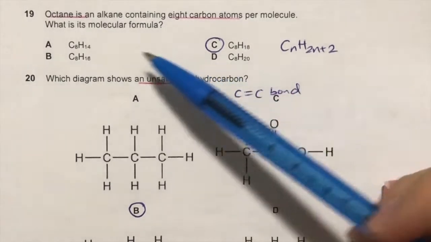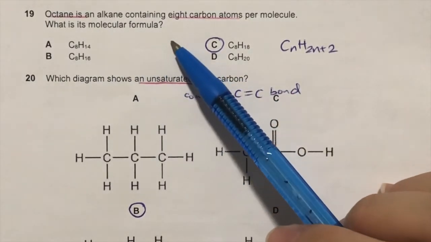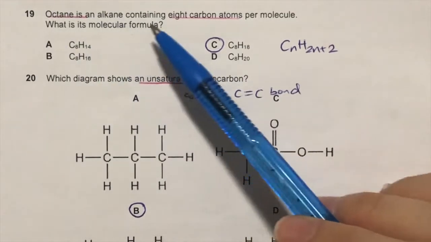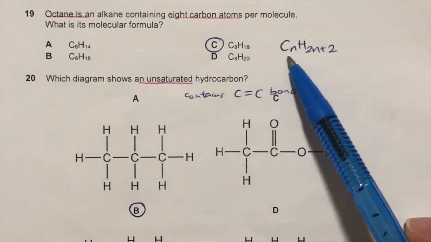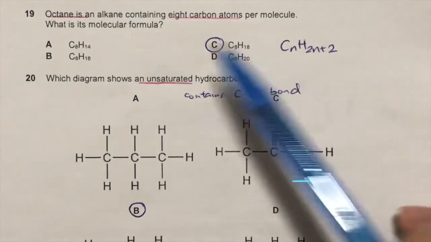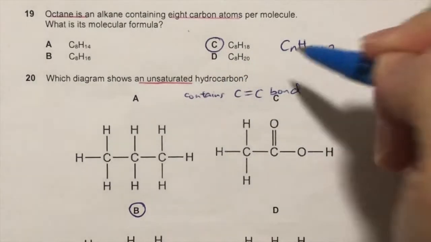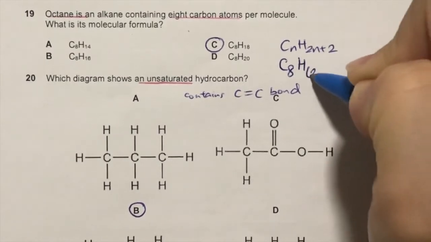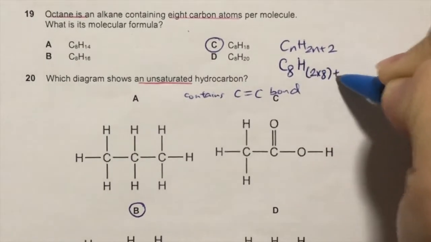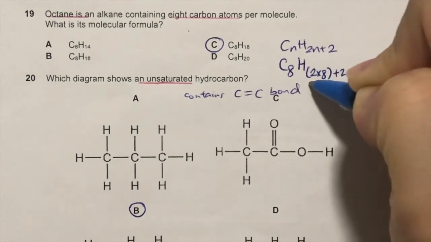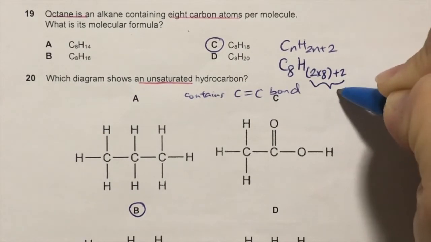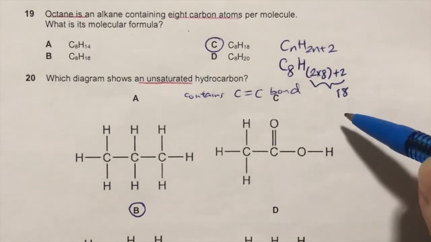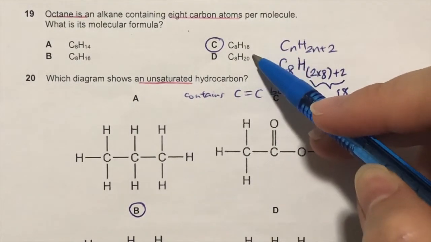For question 19, this is a chapter of alkanes and alkenes. This is on alkanes only. For alkanes, the general formula is CnH2n+2. So if it has 8 carbon atoms, it means C8H, 2 times 8 plus 2, which gives 16 plus 2, which is 18. So C8H18 will be the answer.